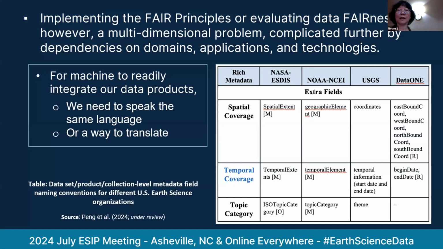I have highlighted temporal coverage there. For NASA, it's temporal extent. For NOAA, it's temporal element. For USGS, it's temporal information. And for DataONE, it's beginning date and ending date.